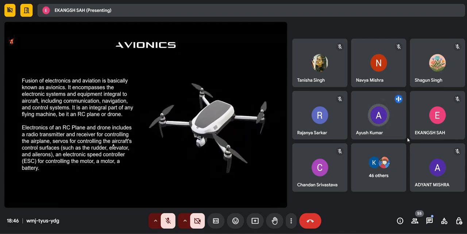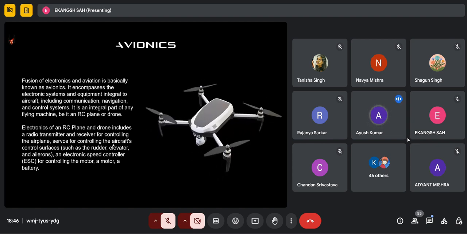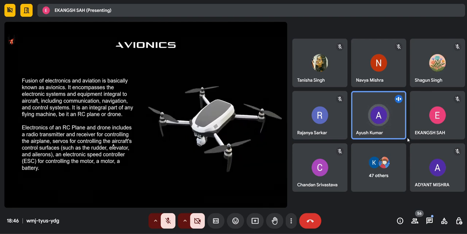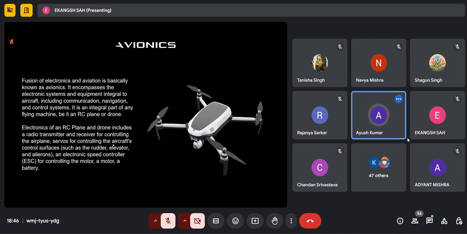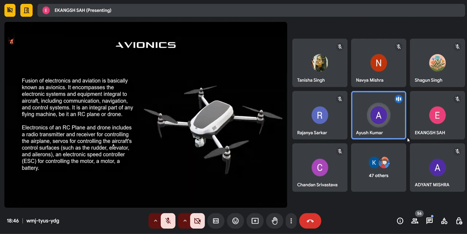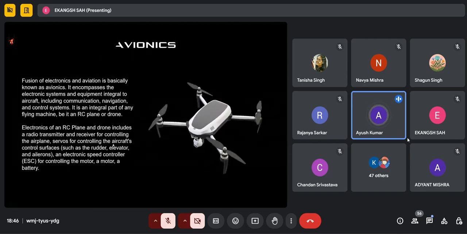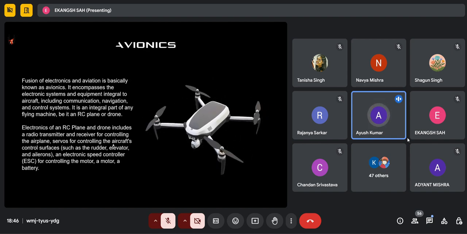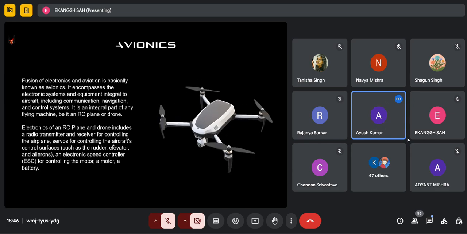Good evening everyone. Here I will be discussing the avionics parts of the aircrafts. It comprises all the designing, operation, and any physical aspects such as the structure and propulsion, and when this is combined with the electronics part together, this is known as avionics. Now, next slide.